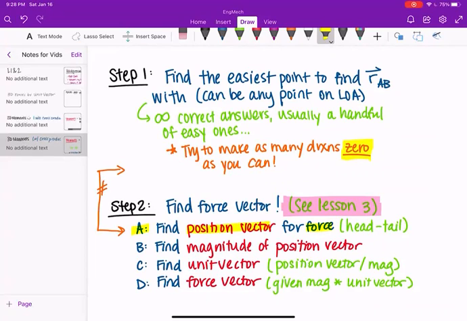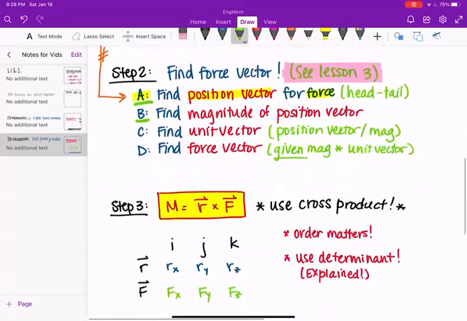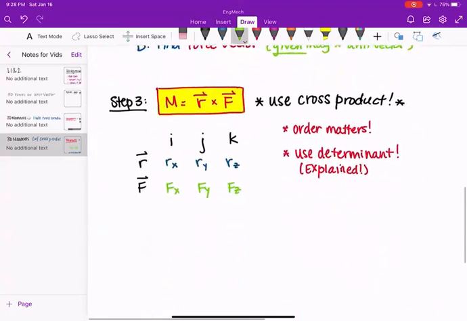Then you go through the same steps that you normally did. You find the magnitude of the vector you found in step A, and then you divide by it to get the unit vector, and then you multiply the magnitude that's given in the problem into the unit vector to find the force vector. That's the same steps as shown in lesson 3.